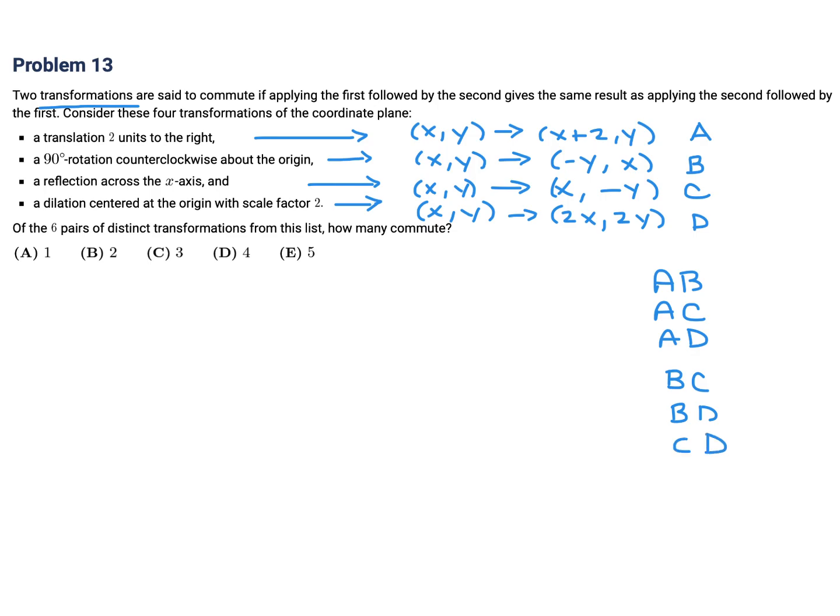And we have to figure out which one of these 6, as you can see, the answer choices are less than 6, so that makes sense. Which one of those 6 would satisfy the first part of that question, which is that when you did the first followed by the second, it would give the same result as the second followed by the first. So here we go.